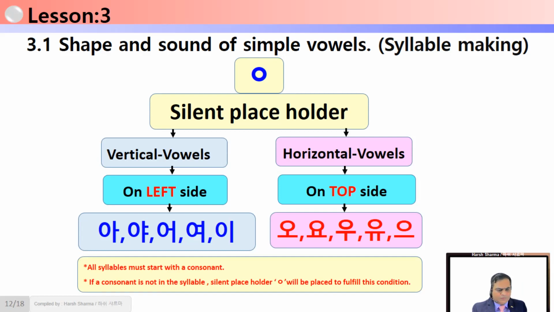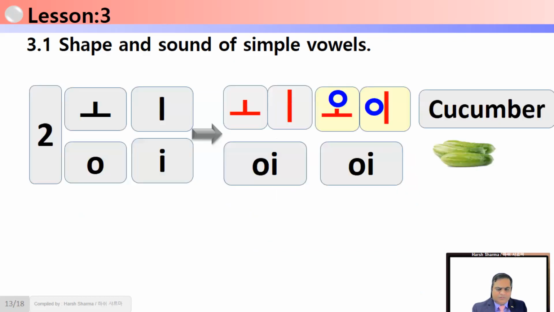Okay, let's move further and see one more word, number 2. See, the first vowel is O and the second is E. Join them, speak them: OE. Oi is another word in Korean. Oi means cucumber.